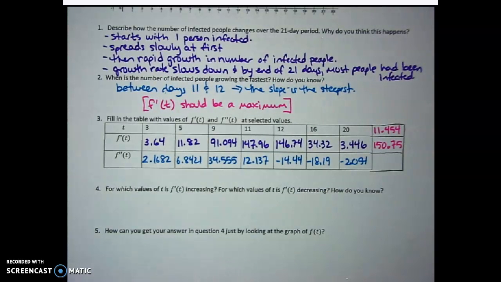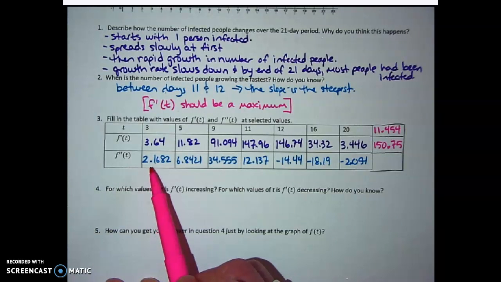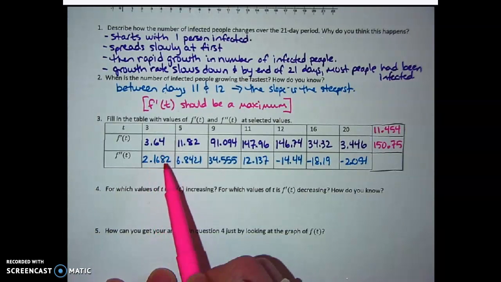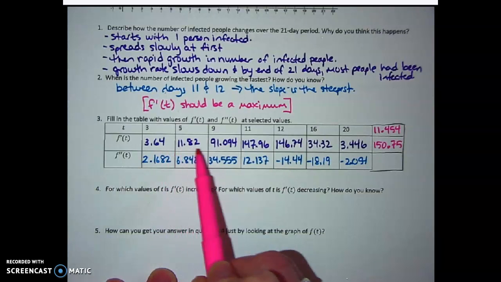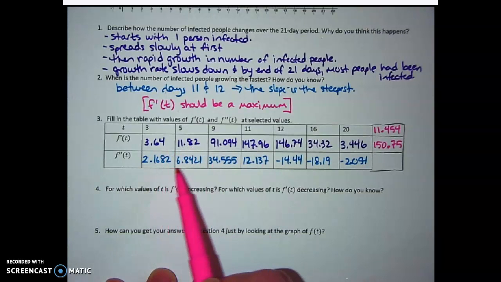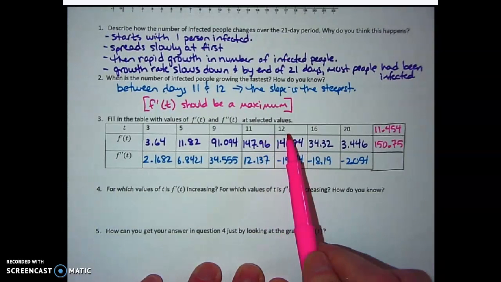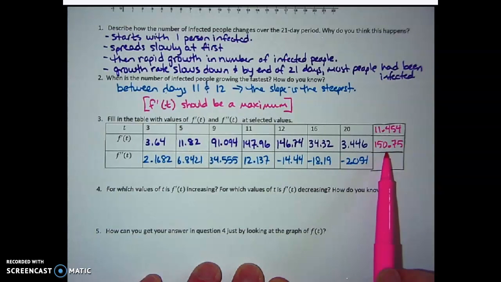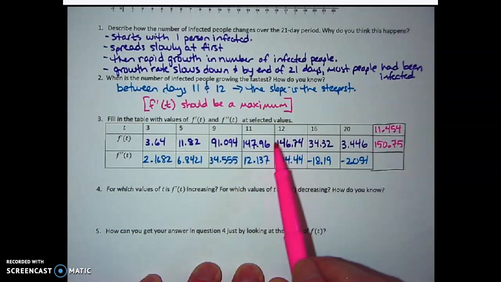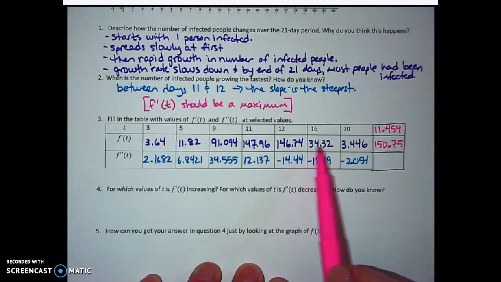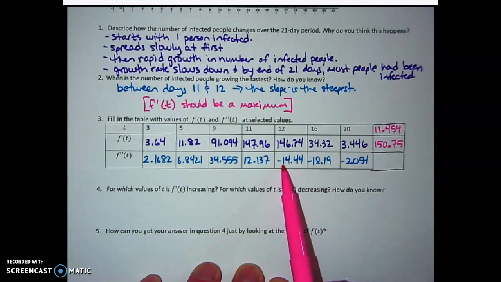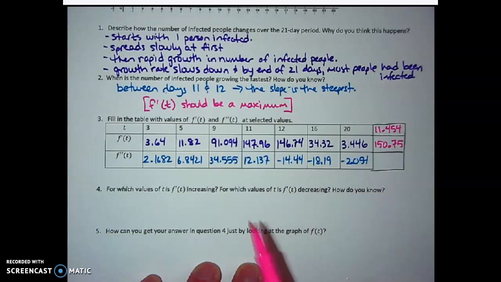So now these are the values that I have for my second derivative, and let's take a look at what's happening. My second derivative, remember, is the slope of my first derivative. So as my first derivative is increasing, my second derivative is positive. Between 11 and 12, my first derivative reaches a maximum, which means after 11.454, my first derivative is starting to decrease, which means my second derivative is going to be negative, because the slope of my first derivative is going down.